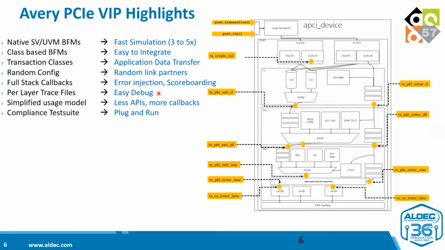We also provide per-layer trace files, which we will look at during the demo in more detail. And overall, the VIP is simpler to learn. If you have a basic understanding of PCI Express, the tracker files will be easy to understand, and enabling test cases will be straightforward. We try to provide fewer APIs and more callbacks for error injection. So the basic functionality is simplified for users, and if you need to create error injection scenarios, then you typically rely on the callback points.